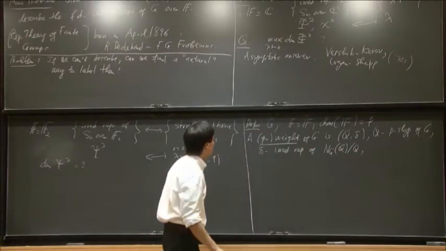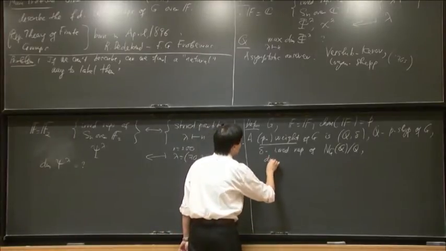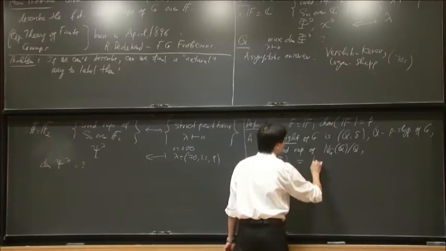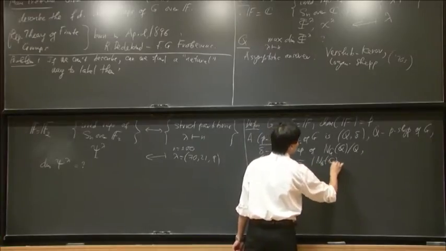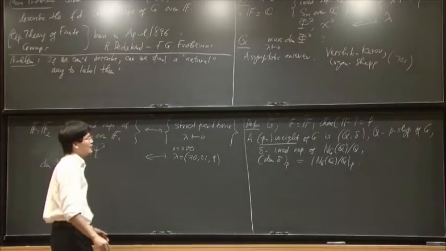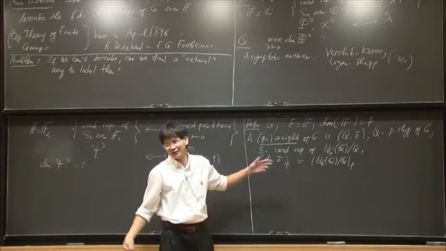And I have the condition that if I look at the dimension of δ, and I look at the p-part of this integer, then it should be the p-part of the order of the quotient, like this. So this is just to say that this representation has p-defect 0.